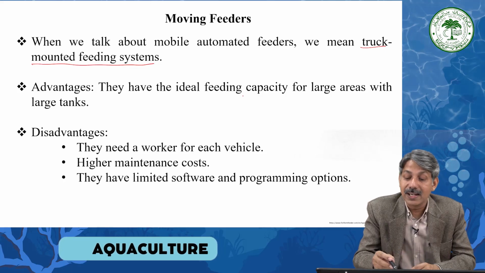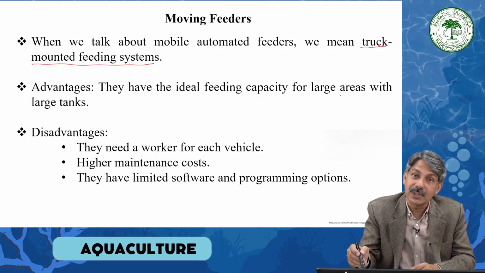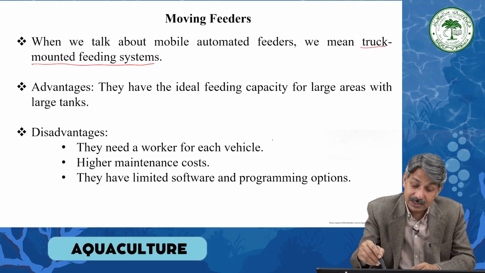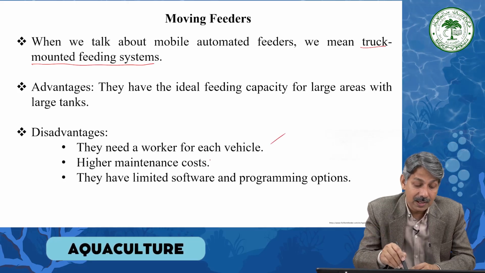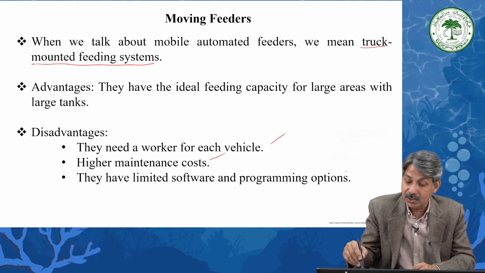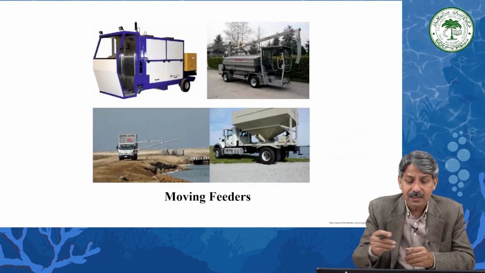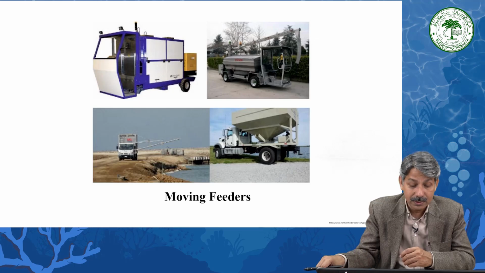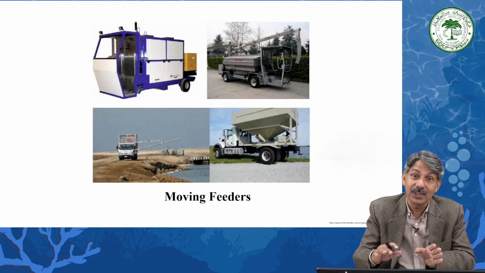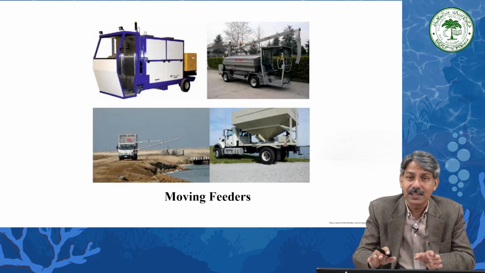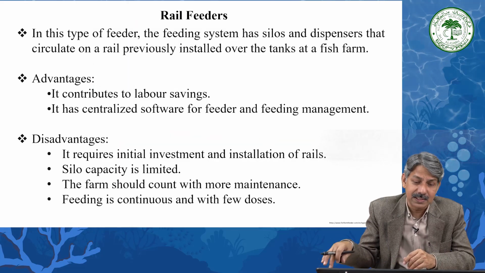They have the ideal feeding capacity for large areas with large tanks. Disadvantages: they need a worker for each vehicle. Higher maintenance costs. They have limited software and programming options. These are pictures showing how moving feeders work, but you can see here that we need to have very good facilities and quite large farms utilize this system.